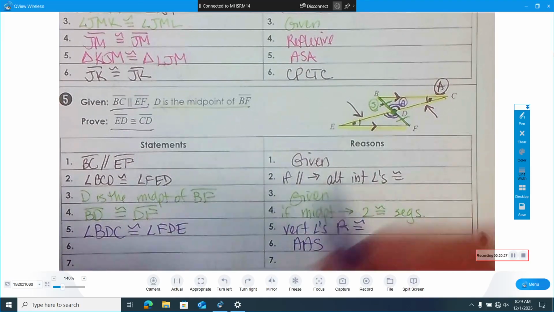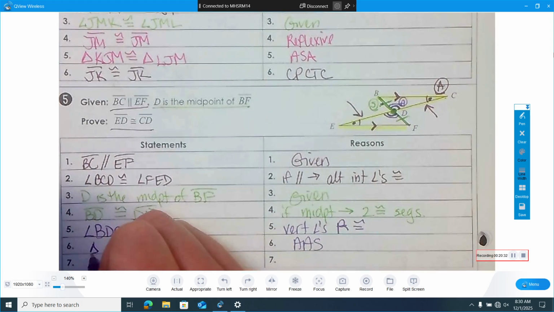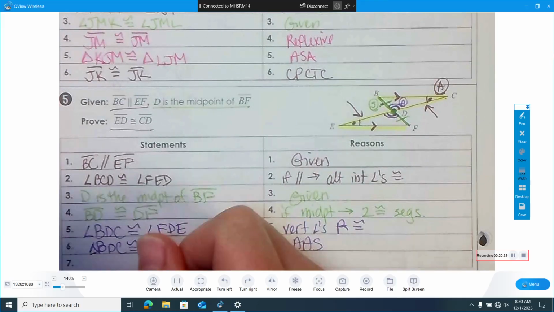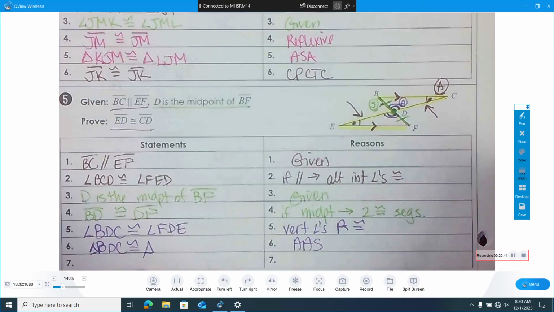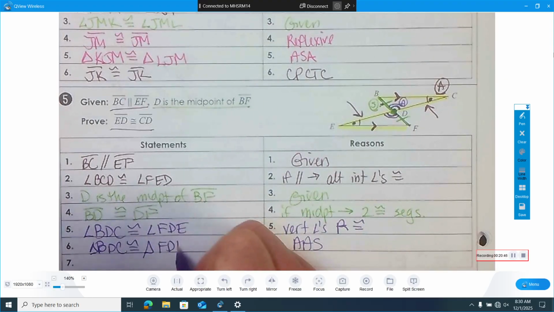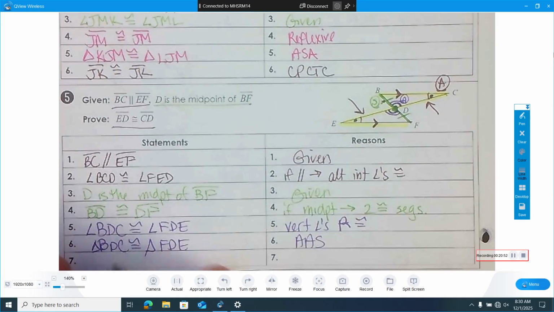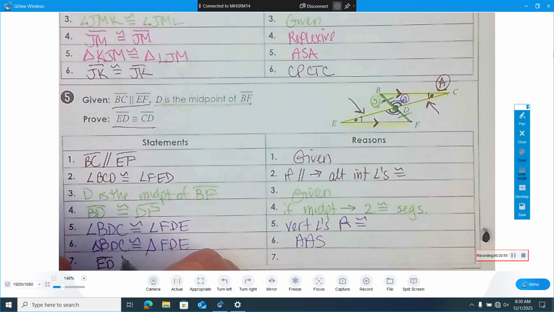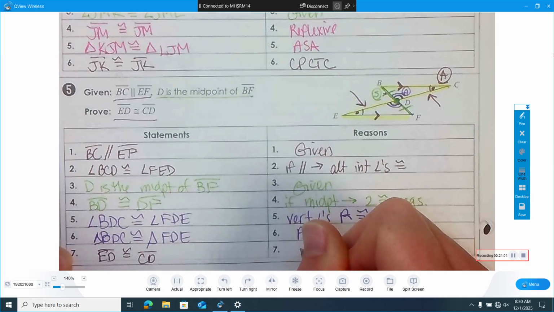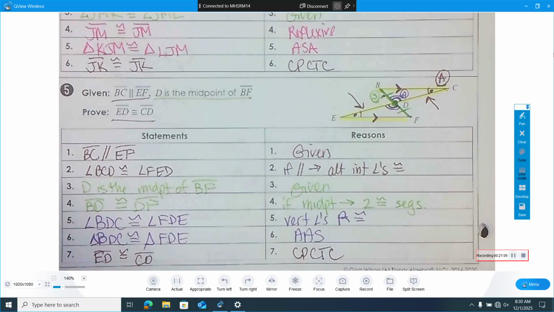Okay, so triangle BDC is congruent to what triangle? FDE would work, by angle, angle, side. And then the very last thing, of course, since our triangles are congruent, then ED is congruent to segment CD by CPCTC.